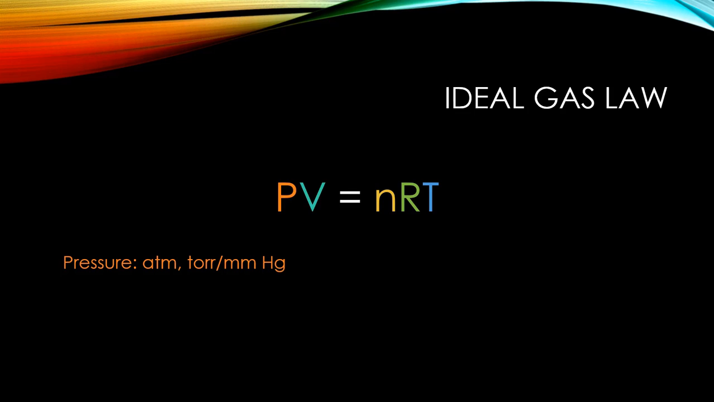The metric unit, or the SI unit for it, is kilopascals, and 1 atmosphere is about 100 kilopascals. The next unit is volume, and we usually use liters in chemistry. The metric unit is, of course, meters cubed, but we use liters very often in chemistry.